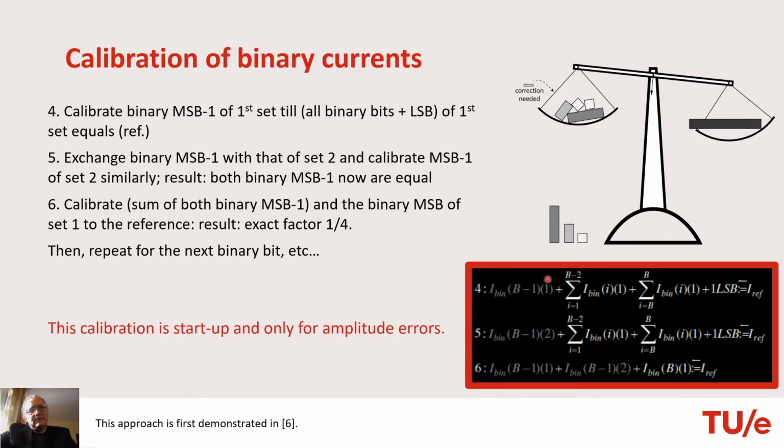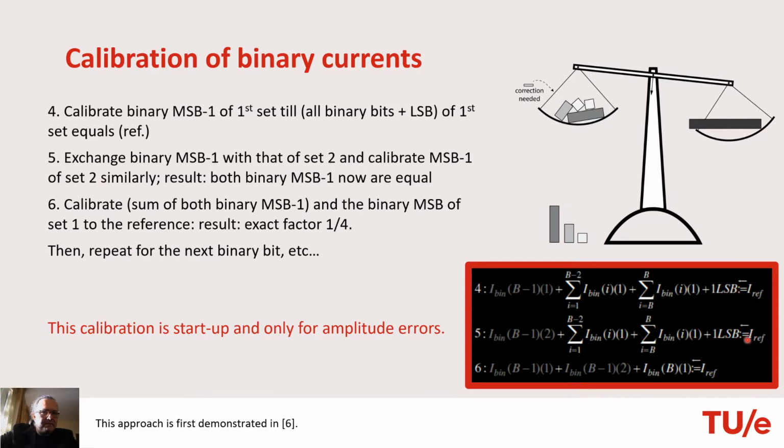When this happens, we will remove MSB -1 of the first set, and at its place we'll connect MSB -1 of the second set, of the second DAC cell. We will perform the calibration until this whole thing is equal to this whole thing, after which we know that this is equal to this, so the MSB -1 from the first set is equal to the MSB -1 from the second set, because this and this are the same.